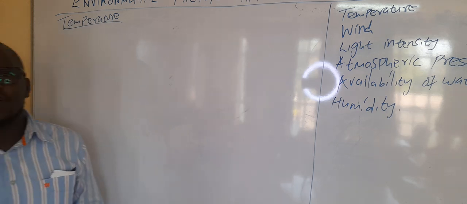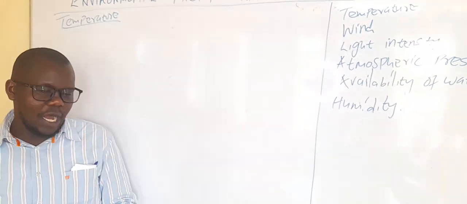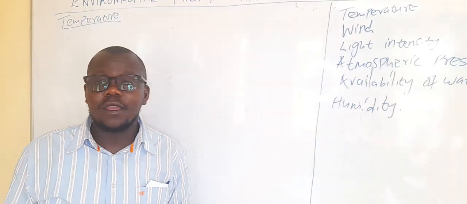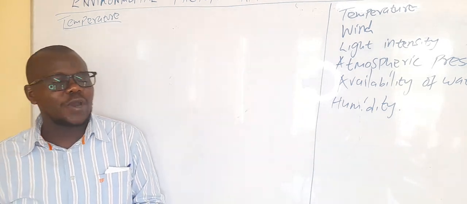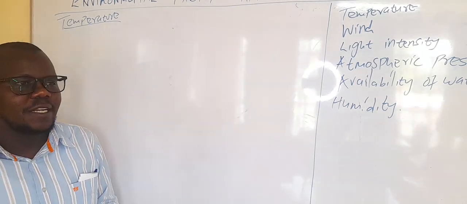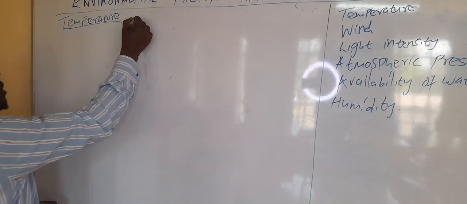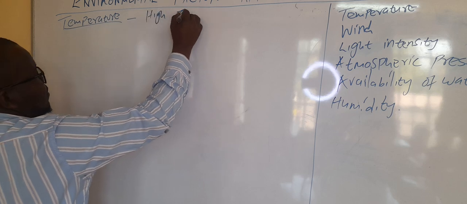Temperature is one of the environmental factors that will affect transpiration. And how will the temperature affect? The temperature can affect either when high, and it can affect still when it's low. So when it's high, what happens? The temperature will increase the internal heating of the leaf. So we are speaking here about high temperature.